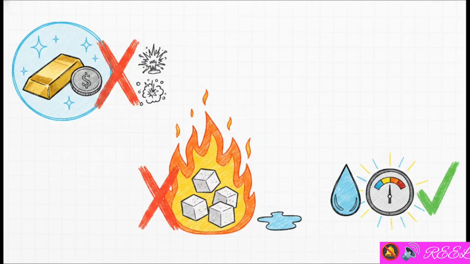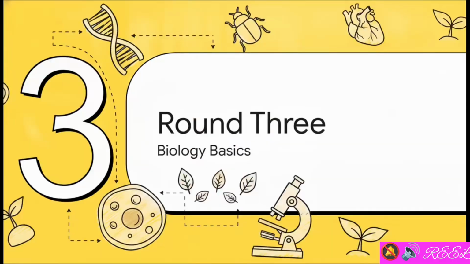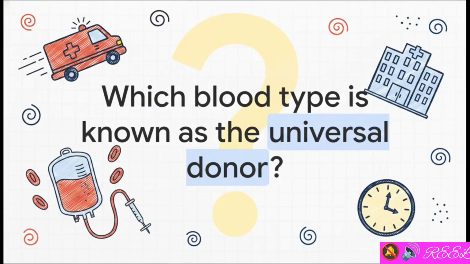How did you do on that rapid fire? All right, let's make a comeback if you struggled there. Round 3, biology basics. Here is your scenario for question 6. A patient is rushed into the ER after a bad accident and desperately needs a blood transfusion. The doctors simply don't have time to test the patient's blood group. Which blood type is known as the universal donor that they can safely administer on the spot? 15 seconds starting now. Time is ticking.